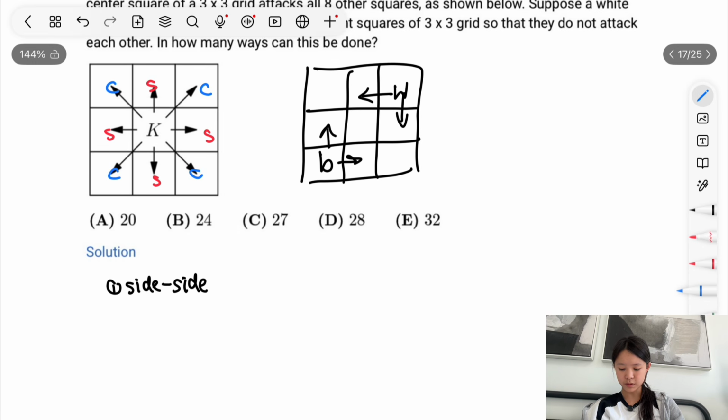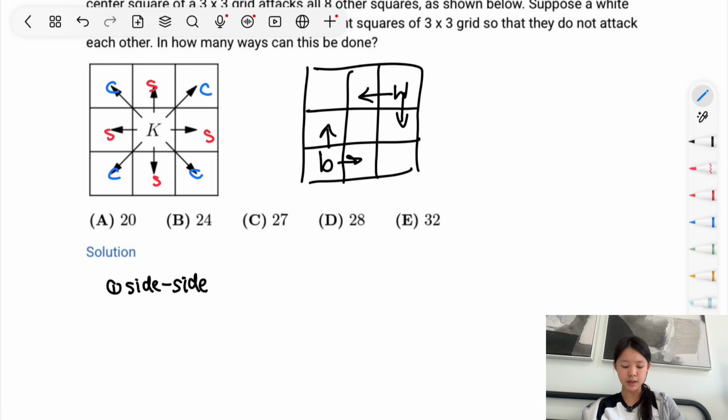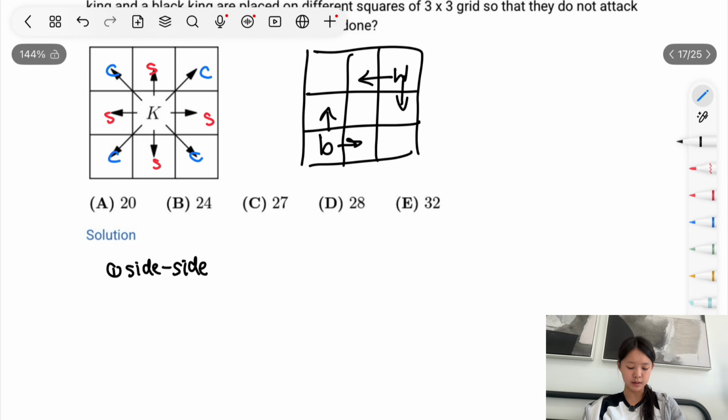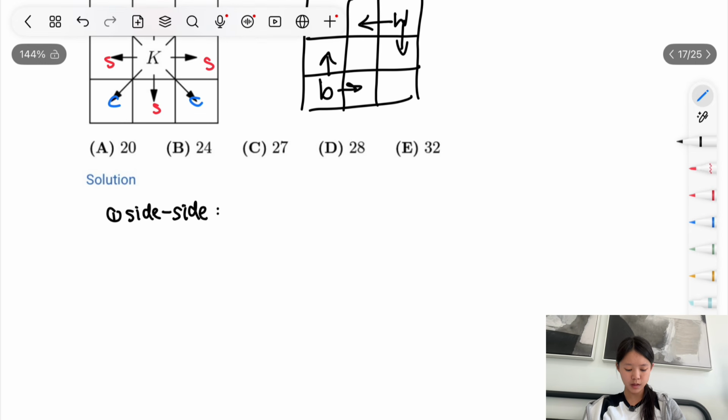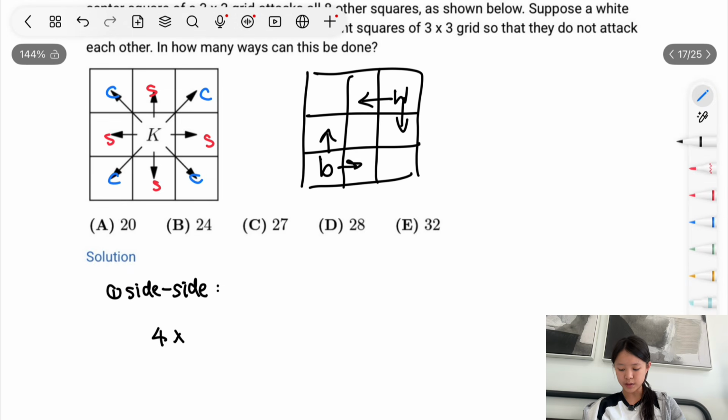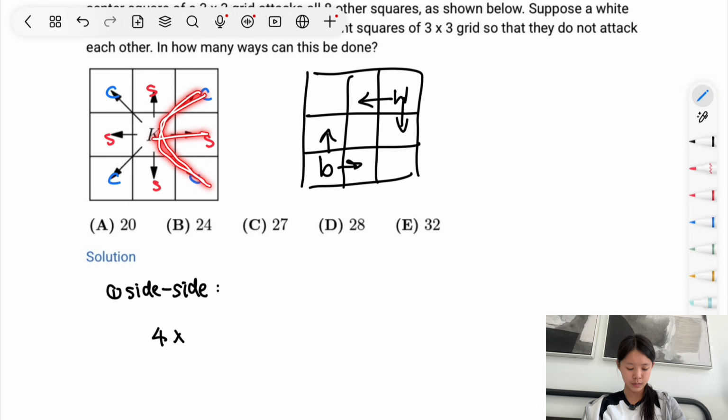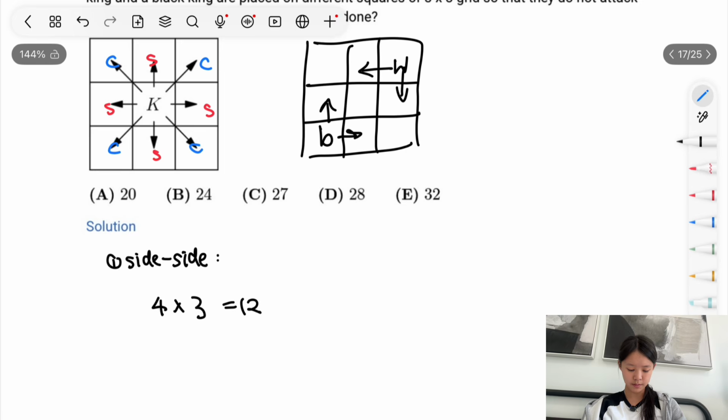Of course, notice that we're not going to place any kings in the center because that means the king would be able to reach anywhere. So you place on the side and the side. That would have 4 sides you can choose from. And because each of these sides reaches out to these 3 regions, you have to choose one of the other 3 sides to put the other king in. So that would come down to 12 possible choices.